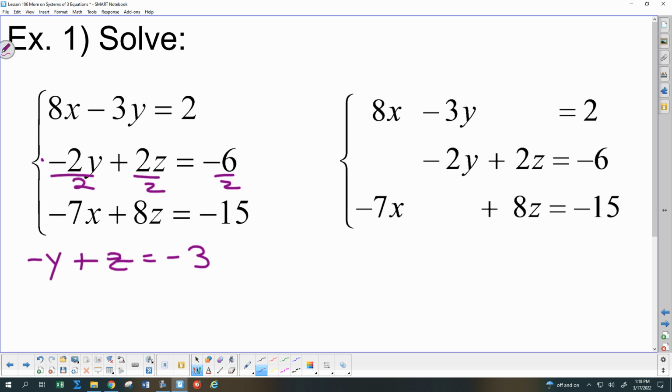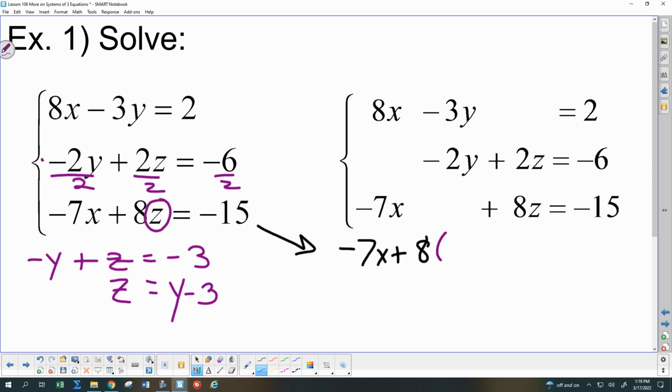And that would be pretty easy to get either y equals or z equals, right, Elias? I think I'm going to do z equals just because it already is a plus. And that means z would be y minus 3. Is everybody comfortable with that? Then I take that and I plug y minus 3 in for z. So let's see, I used my middle equation. So now I'm looking at my other equations. So I'm going to put z in for this z in my third equation, which means that I have minus 7x plus 8 times, my z is now y minus 3, and that needs to equal negative 15.